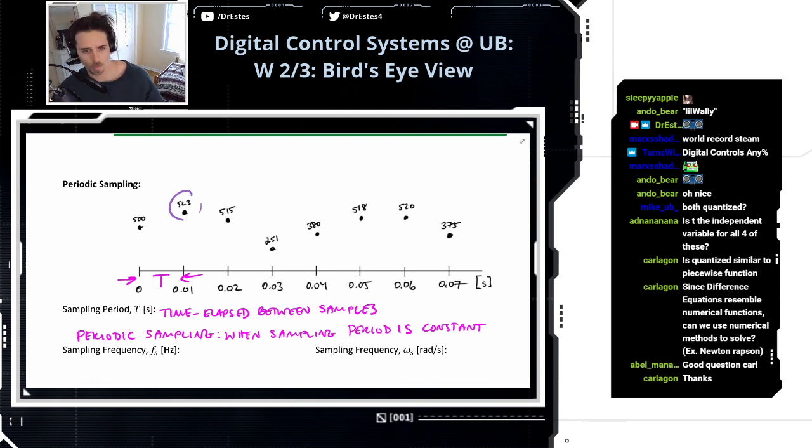And you might say, well, why do I even care? A lot of the difference equation theory that we use just assumes that the sampling period is constant, and it makes the math a little easier.